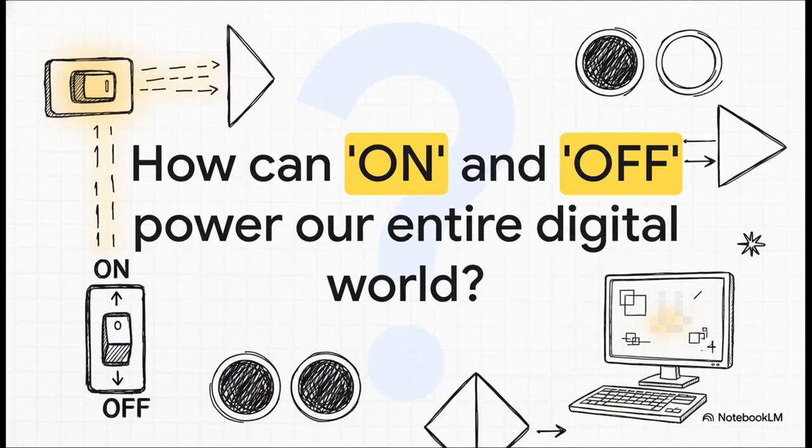Really, it all comes down to this one single question. Think about it. Every photo, every game, every text message, it all starts with what is essentially a simple switch that can only be on or off. So how do we get from that, from a basic light switch, to something that can power our entire digital world? Well, that's the puzzle we're going to piece together today.